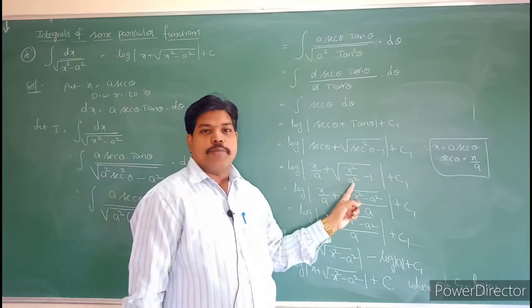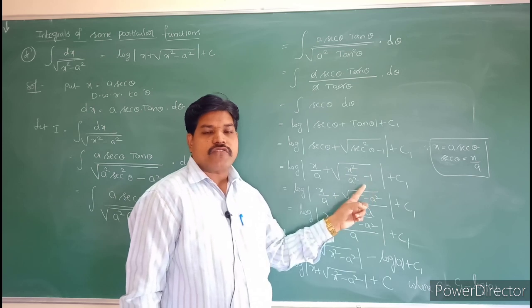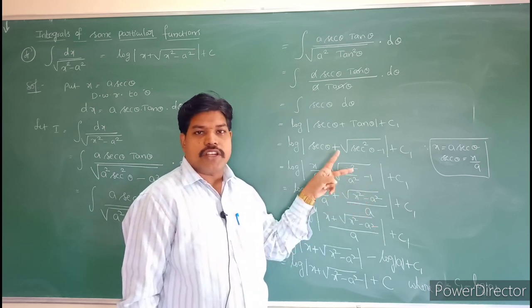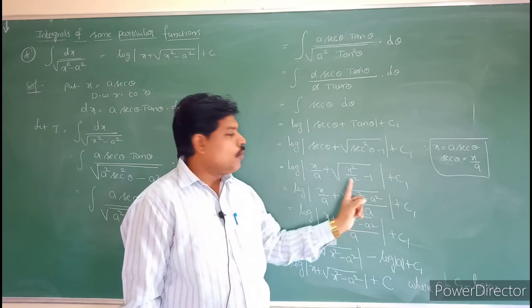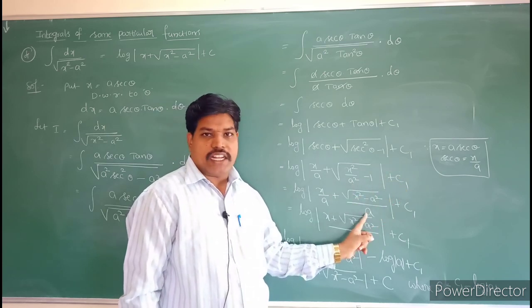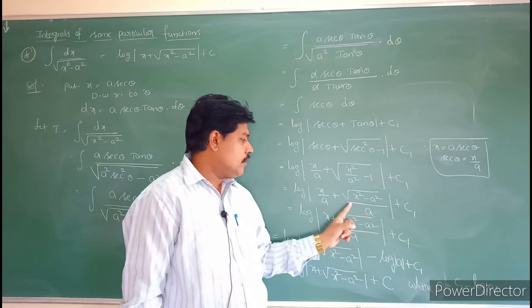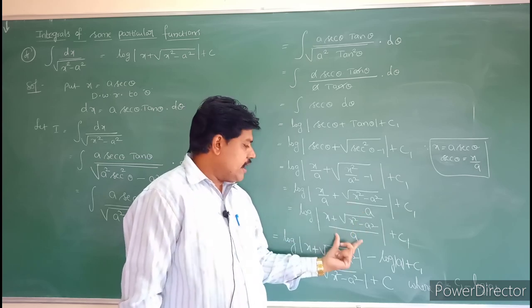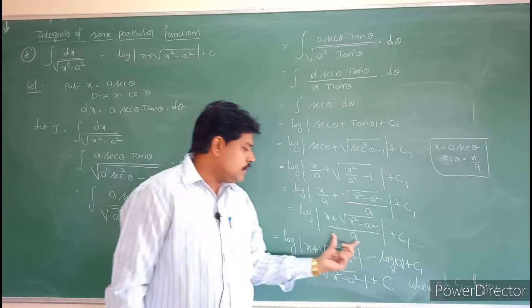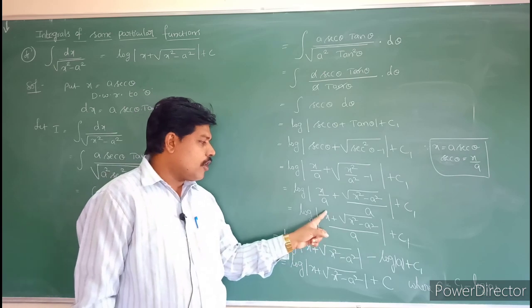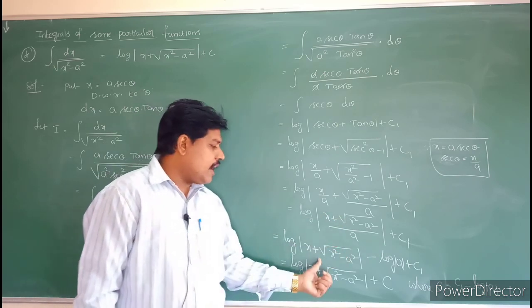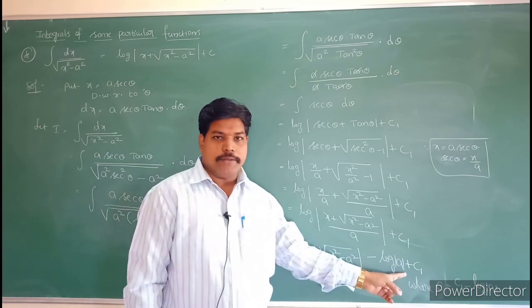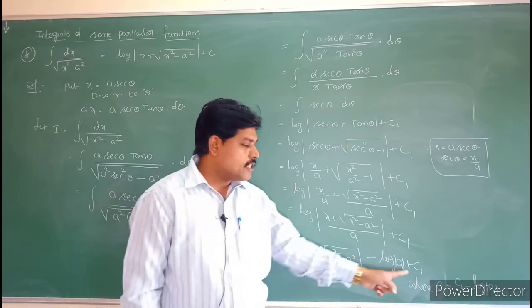So take the LCM here, students. X square minus a square by a square. So you can separate the root of x square minus a square by root of a square. Root of a square will become a in the denominator. So you can take the LCM a here, and you can write it in the form of log of a by b. Log of a by b you can write as log a minus log b.